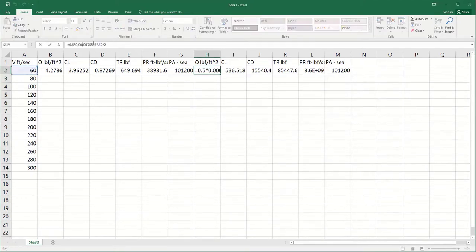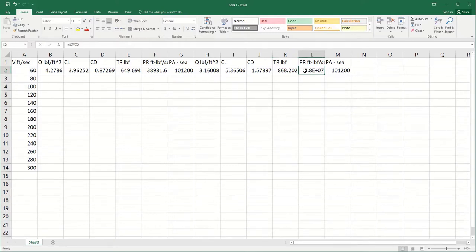Too many double O's. 0.0017556. All right, that looks better. So again, this formula, I had to change the point to the correct velocity reference. And then I had to change my density because we're at altitude. And then CL, CD, thrust required, power required.